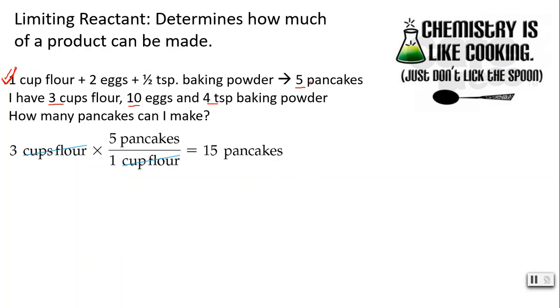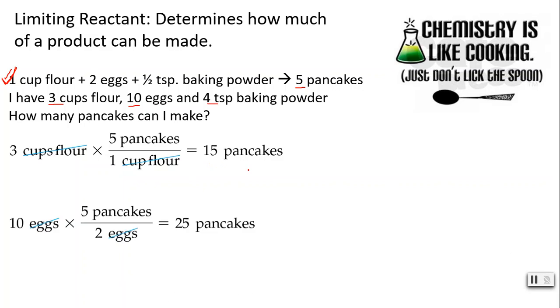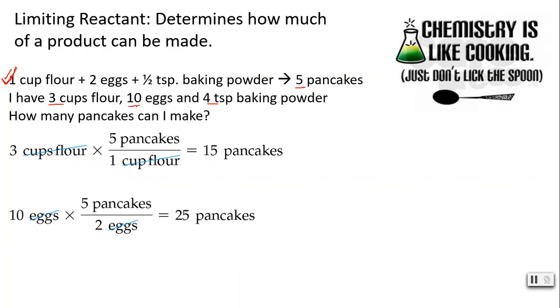Because for every 5 pancakes, I use 1 cup flour. If I have 3 cups flour, doing my little dimensional analysis, that tells me I should get 15 pancakes. But if I do a similar calculation using another reactant or another ingredient, for example, eggs, using 10 eggs, knowing that I need 2 eggs for 5 pancakes, that shows that I could make 25 pancakes.